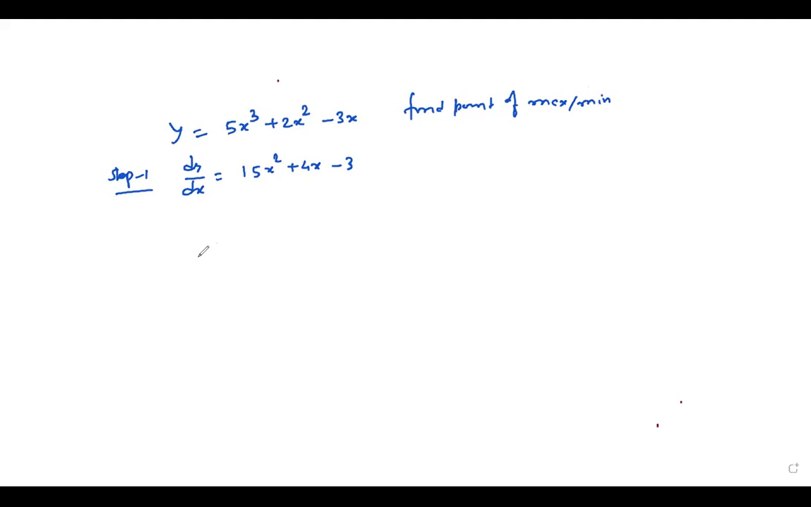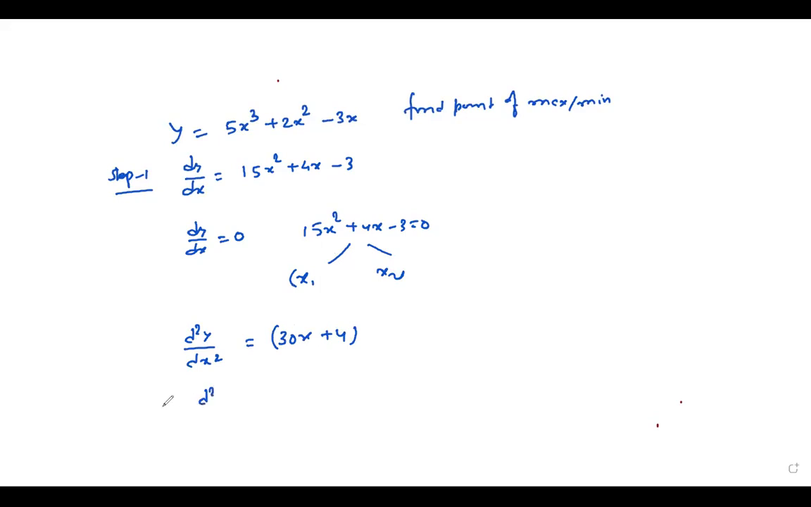So if you equate this, dy by dx is 0. So this will be 15x square plus 4x minus 3 equal to 0. This is a quadratic equation. You will get two values of x, x1 and x2. Find them out. Then what you have to find out is d2y by dx square, which is 30x plus 4. Now you have got two values x1 and x2 from here, put them over here.